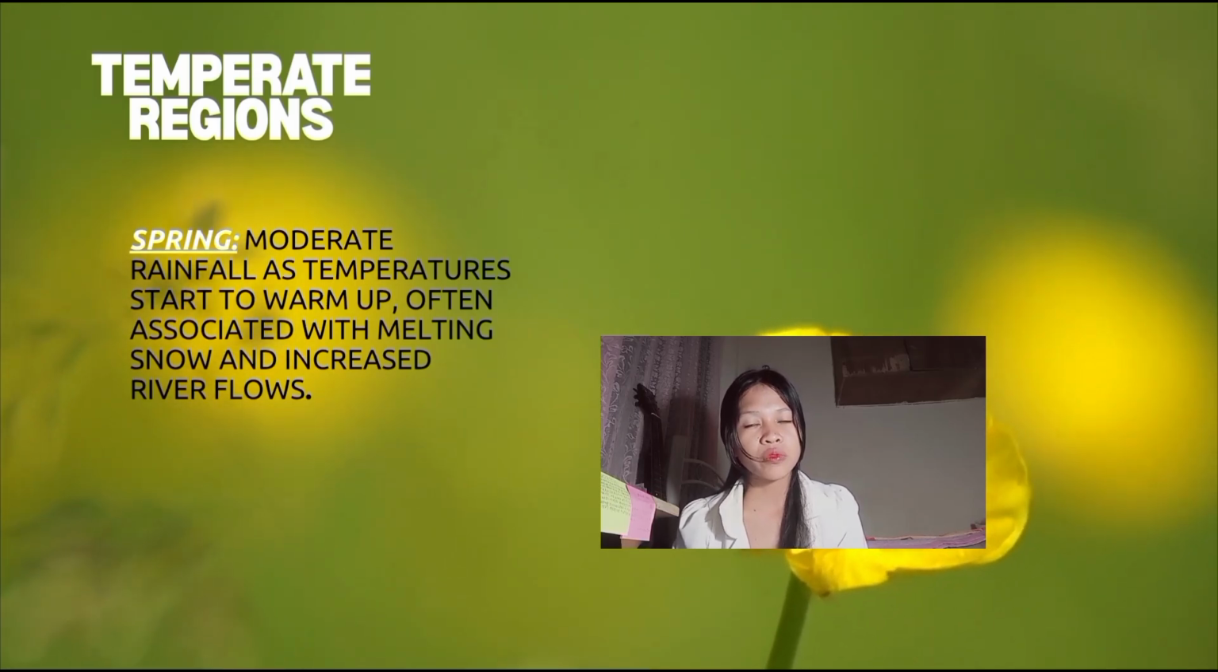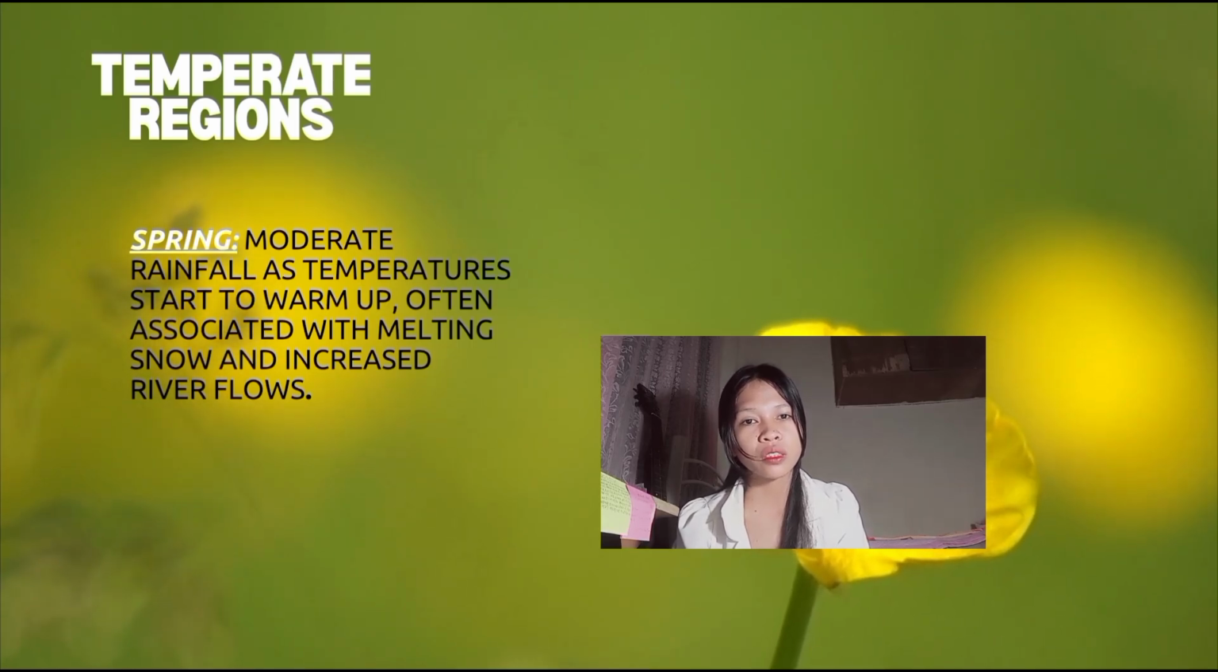So spring is from snow, nagmelt siya, tas mao ni siya time nga tigsibol sa mga plants and nag-increase ang river flows. So in temperate zones, spring marks the transition from cold winter to warmer conditions, resulting in increased precipitation and runoff.